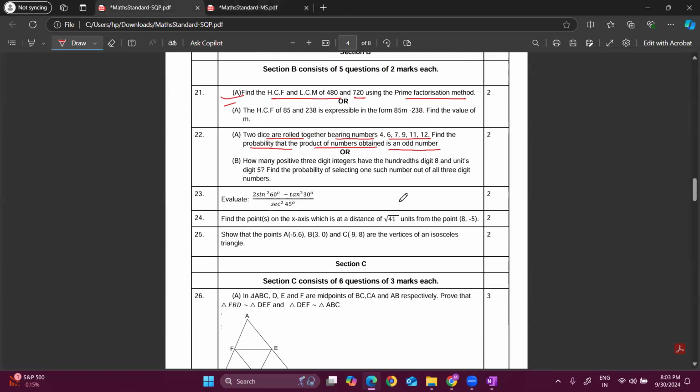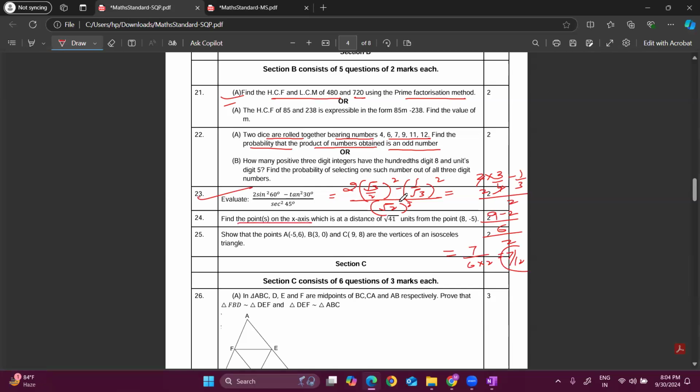Now see, 2 sin square 60 degree. So 60 degree value is root 3 by 2 whole square. And tan 30 is 1 by root 3, whole square, divided by sec square 45, root 2 whole square, right? Yes, ma'am. Now solve it. 2 into 3 by 4 minus 1 by 3 upon. This will be cancelled. So take the LCM 6. 9 minus 2 upon 2. So it will be 7 by 6 into 2. 7 by 12 will be the answer. Clear, beta?